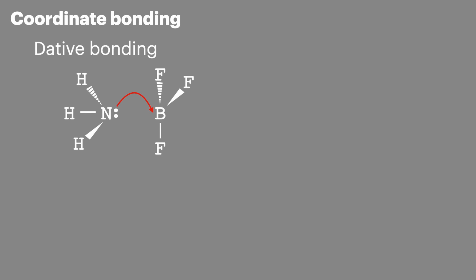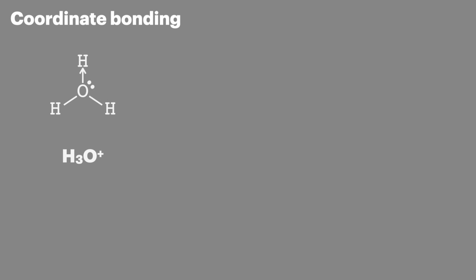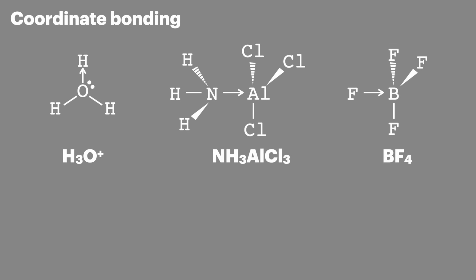A slightly different type of covalent bond is a coordinate bond or dative bond. This is where one atom donates both electrons required for the covalent bond. We can represent this bond as an arrow showing the direction of donation. There are three examples of molecules with coordinate bonds that have made an appearance in recent AQA exam papers, and it's important that you can recognise these.